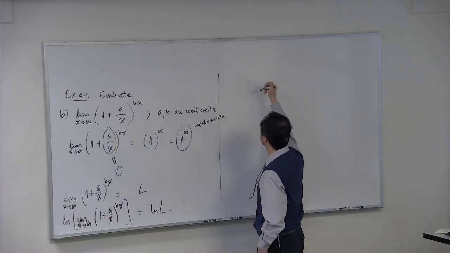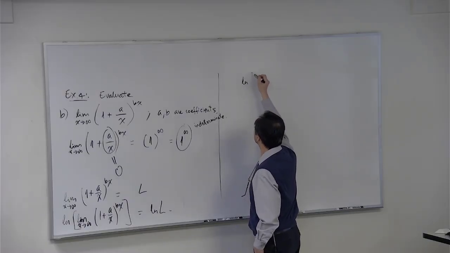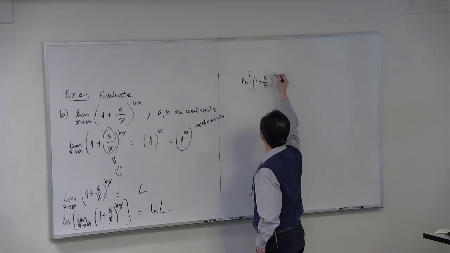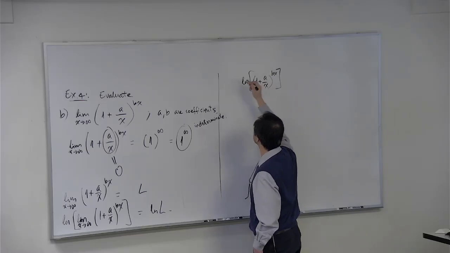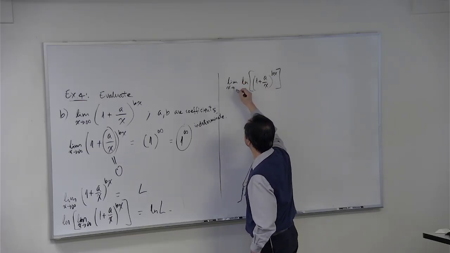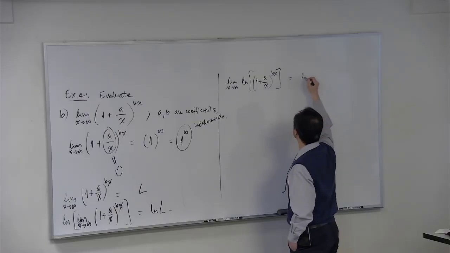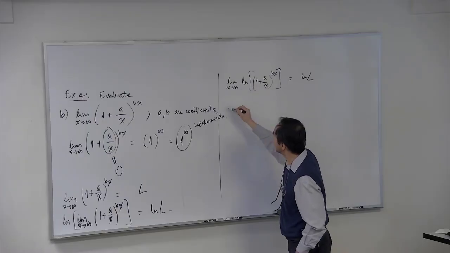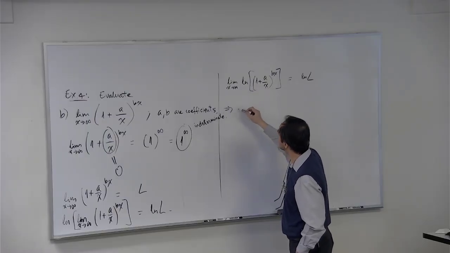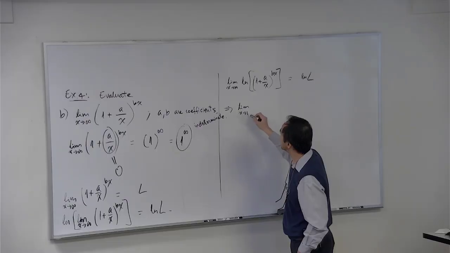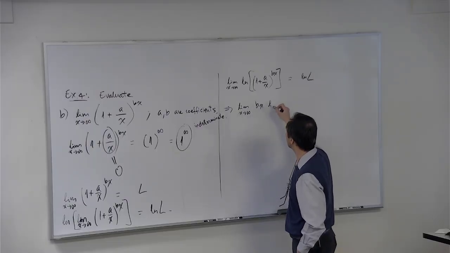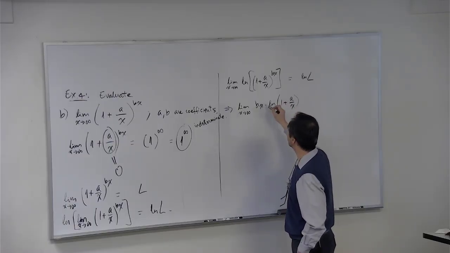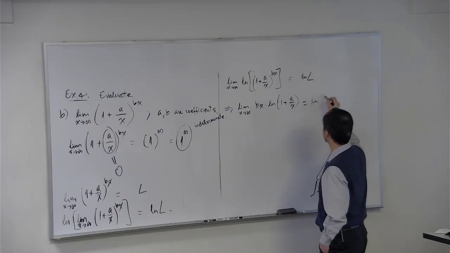So that now means I can take the natural log of 1 plus a over x, all to the bx power, and then we take the limit as x goes to infinity, equals natural log of L. And that further means this left-hand side becomes the limit of bx multiplied with natural log of 1 plus a over x. And all of that is expected to equal natural log of L.